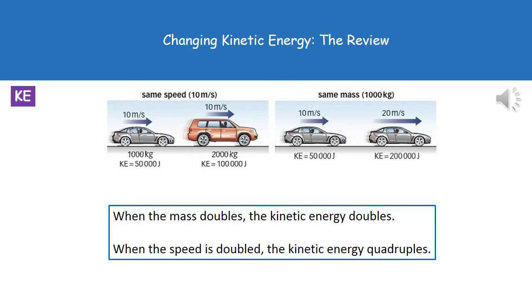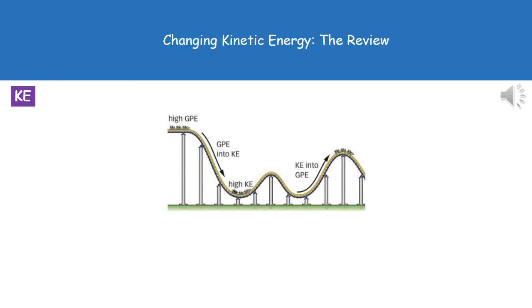Now you need to remember those exact phrases, okay? So if ever you get an exam question that asks you what happens to the kinetic energy when the mass is doubled, you have to say it doubles. Saying it increases won't get you the mark. Just like if it asks you what happens to the kinetic energy when the speed is doubled, you have to say it quadruples. The most likely application of this is looking at a roller coaster.